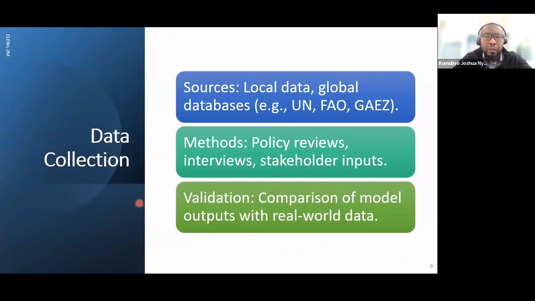Okay, so some of the data collection in terms of sources, we're looking at local data, global databases as well. Then methods of collection involved policy reviews, interviews, stakeholder inputs. Validation as well was crucial in this process. Comparison of model outputs with real-world data was done.